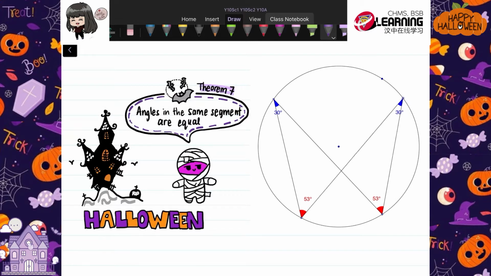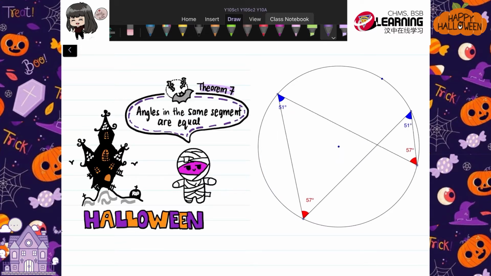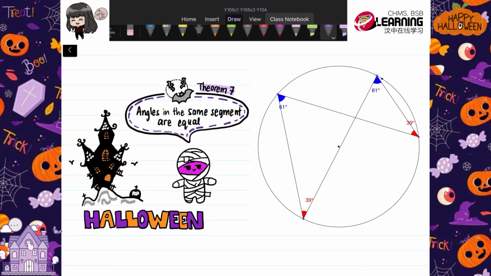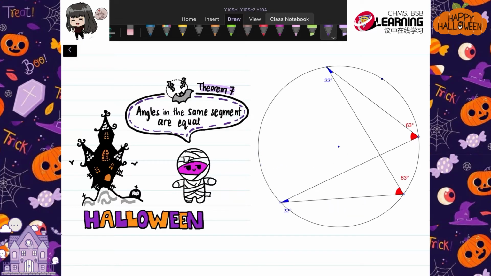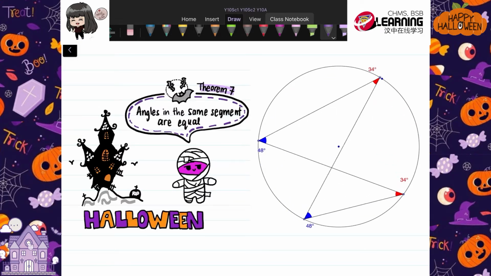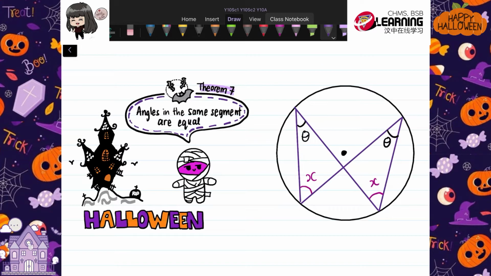Let's look at this. You look at the red angles here. If we have the same segment here, this 57 and 57 are the same. And this 30 and 30 are the same. If I change it like this, it is also angles in the same segment. Remember, these angles must touch the circumference. These two angles must touch the circumference, right? You look at that, they are the same. So this one we call angles in the same segment. Theorem number 7.